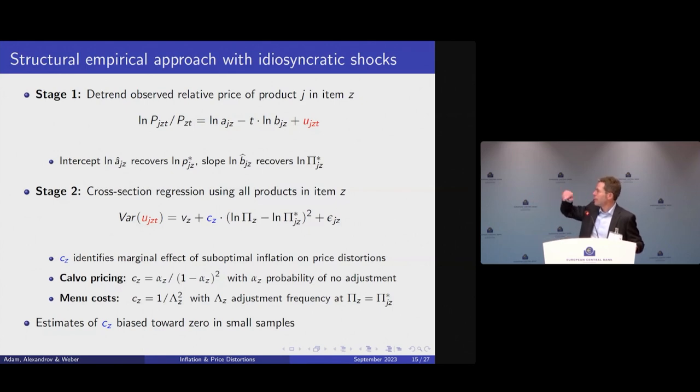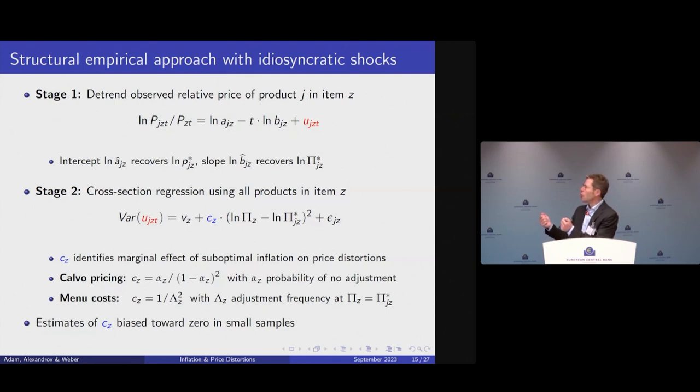Now then we go into the second stage. As I said, we take the variance of the residual from the first stage, put this together for many different products, which gives us a cross-section, and then we're going to relate this in a linear fashion to the suboptimal measure squared of inflation. We get our marginal effect, that's the C again, of suboptimal inflation on price distortions. And now, because we have idiosyncratic shocks, we also get this constant V. Now, this constant V captures two things, elements from the flex price and elements from the sticky price economy. Okay, so that's the identification problem. These two things we cannot tell apart, but luckily, these two things do not depend on the degree of suboptimality in inflation.